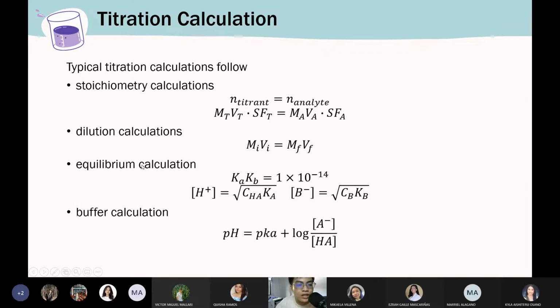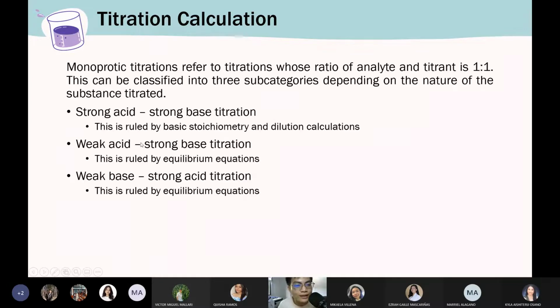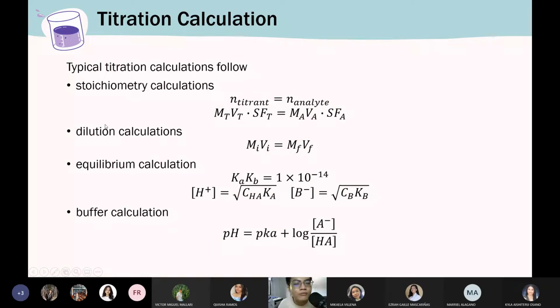That is the square root of Ca Ka, okay? Or the square root of Cb Kb for the base. So again, kapag strong acid, strong base, stoic lang yung kailangan natin. Pero kapag ang ating gamit ay weak acid or weak base, we have to use equilibrium calculations. Again, we are not going to do ICE table anymore. We just go with the shortcut.